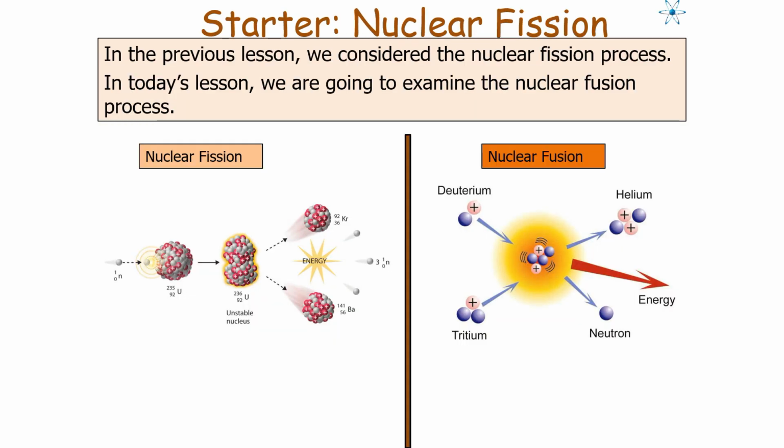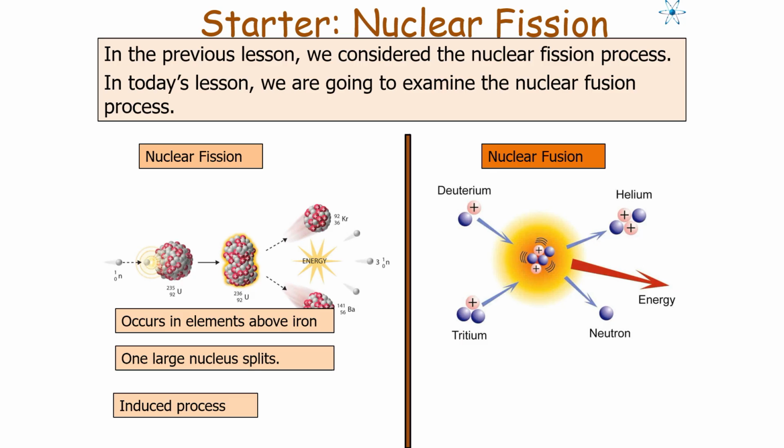So in the previous lesson we've considered nuclear fission. In today's lesson we're going to examine nuclear fusion. So what is nuclear fission? Nuclear fission occurs in elements above iron.